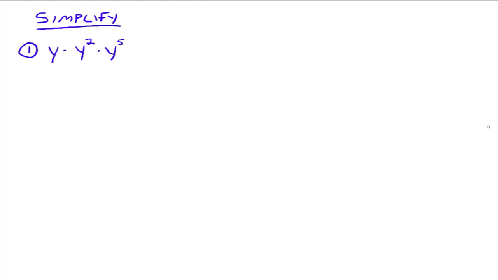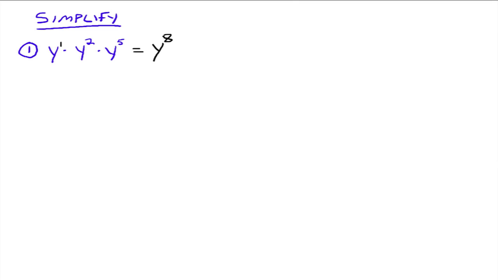All right, example one, y times y squared times y to the fifth. Well, we're multiplying three things that have the same base. The exponent on this y is 5, the exponent on this y is 2. And what's the exponent on this first one? Even though we don't write it, it's understood to be a 1 up there. Don't forget that. So y times y squared times y to the fifth, you keep the base the same and add up the exponents. 1 plus 2 plus 5 gives you 8. So y to the eighth.